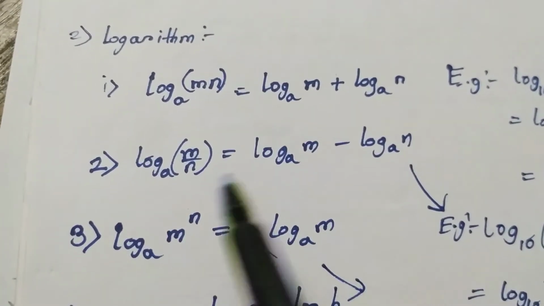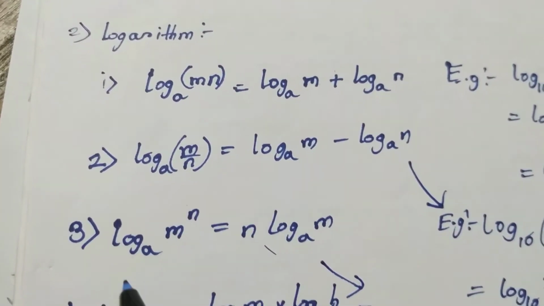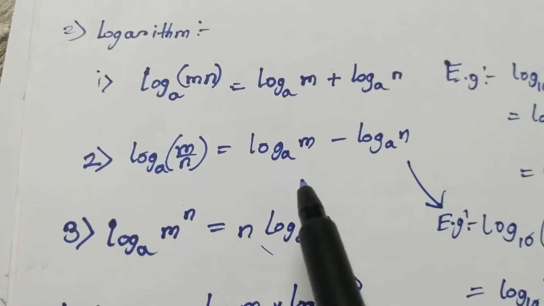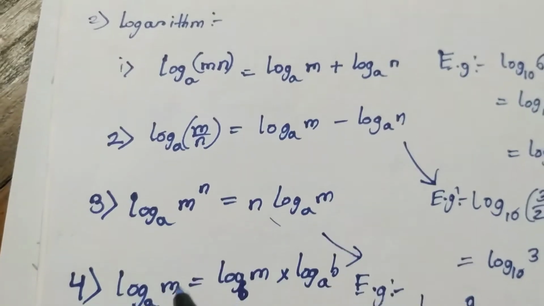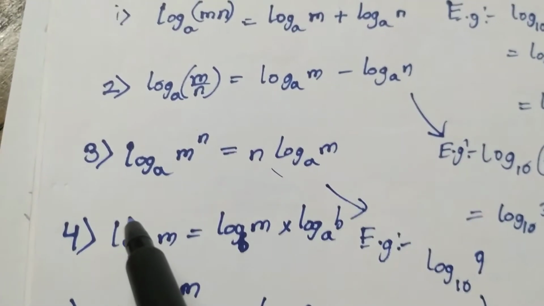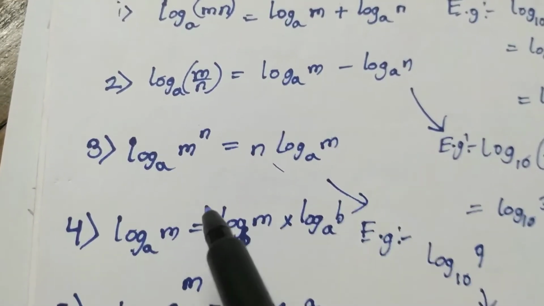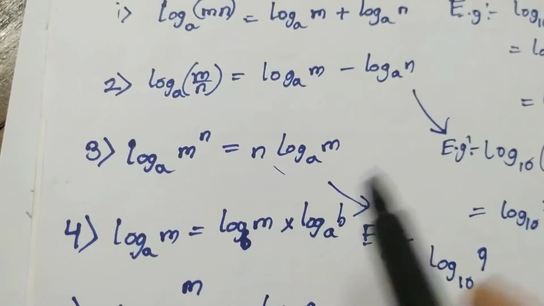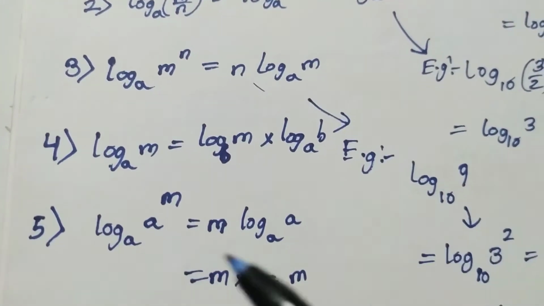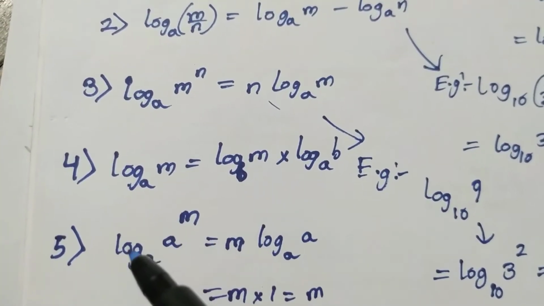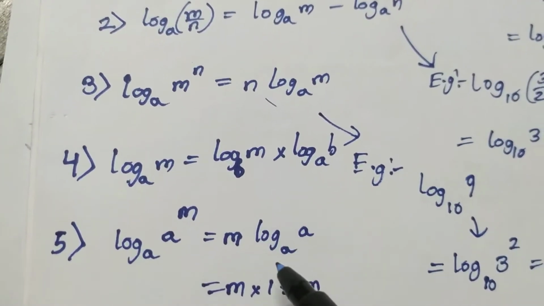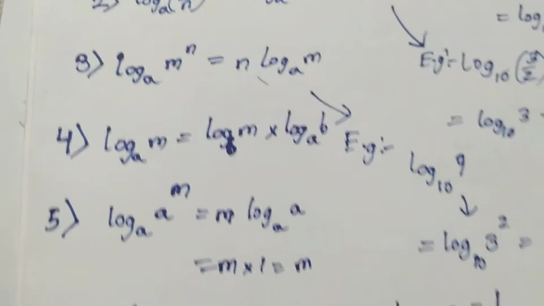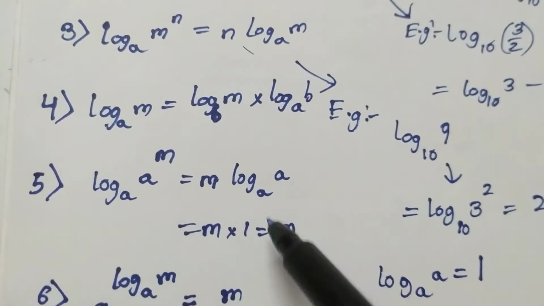Now the third important formula was log m to the power n base a is equal to n into log m base a. Now this is a very important formula which is to be remembered. And number 4 was the base changing formula, which was log m base a is equal to log m base b into log b base a. And number 5 was log a base a to the power m is equal to m into log a base a. Now log a base a is 1, therefore we have this thing equal to m.